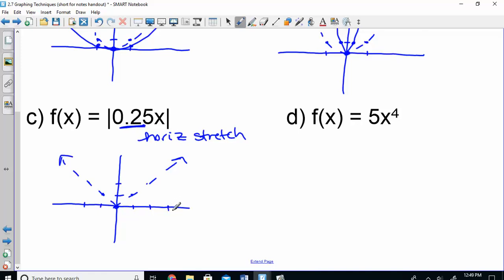So this is 0. 0 times 4 is still 0. This is an x value of 1. 1 times 4 is 4. Here's an x of negative 1. Negative 1 times 4 is negative 4. Kind of missed my point there. So we get a graph like this.